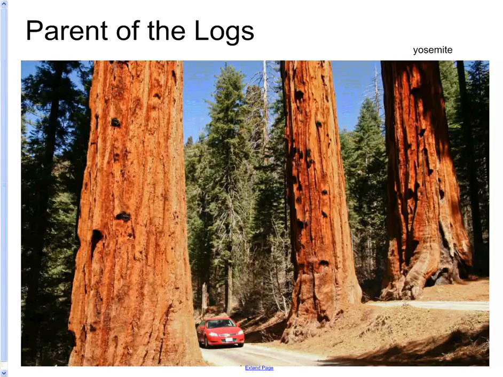I get to see these this summer. I'm excited about our trip. I'm going to go to Yosemite, a couple hours outside of San Francisco. So we're going to go visit there this summer. It's going to be awesome.